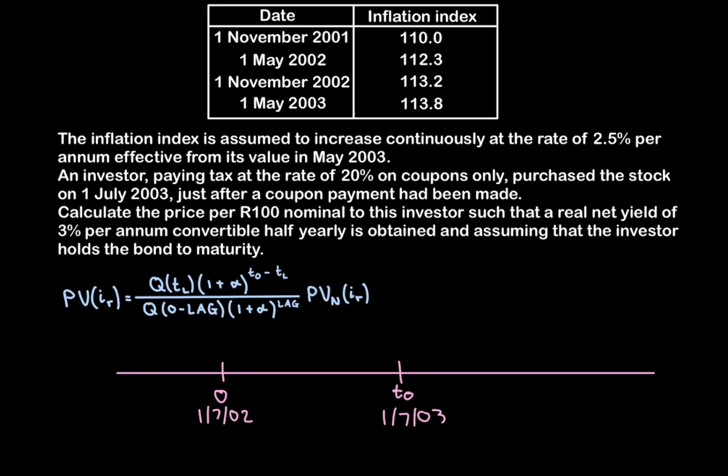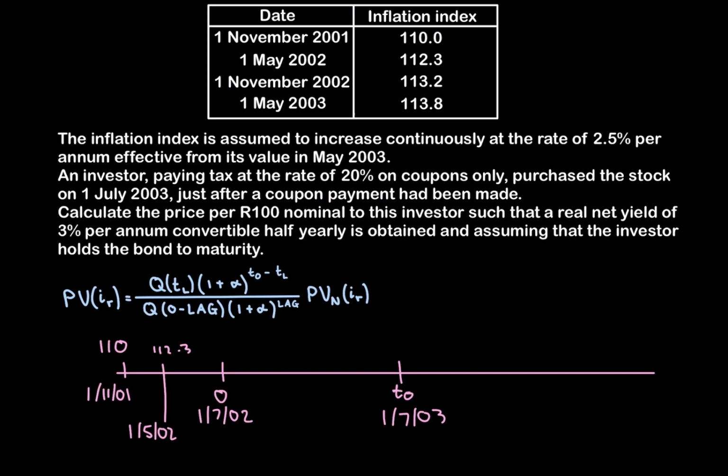It's obviously important also to fill in these inflation index values that we know. So these are the ones that we know for certain. So the 1st of November 2001 would fall somewhere over there, and that RPI value would be 110. And then the RPI at the 1st of May 2002 is also before the issue date, and that value is 112.3.